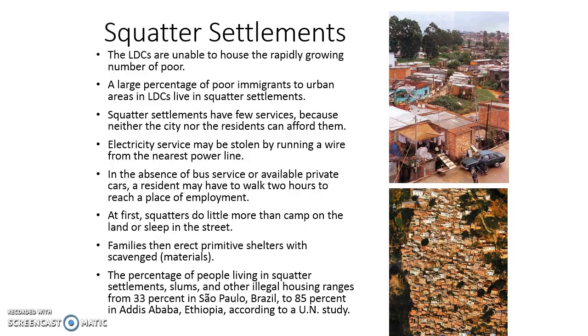And because of this widespread rural to urban migration pattern, and it's happening so quickly, you see that the percentage of people living in squatter settlements, in the slums and other illegal housing, ranges from 33% in Sao Paulo, Brazil. That means a third of the people in Sao Paulo, Brazil live in a squatter settlement, to 85% of the people in Addis Ababa, Ethiopia. That means 85% of the people in Addis Ababa, Ethiopia live in a squatter settlement, a slum. Let's take a look at some of the reasons why and where they form.